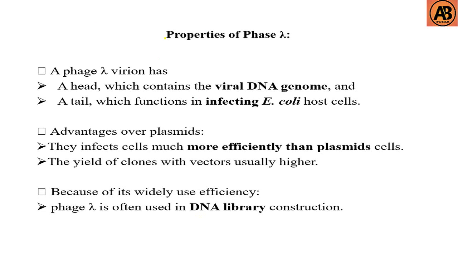Then what are the properties of phage lambda? The phage lambda virion has a head which contains the viral DNA genome, and a tail which functions in infecting the E. coli host cell. Then advantages over plasmids: they infect cells much more efficiently than plasmids. The yield of clones with these vectors is usually higher. Because of its efficiency, phage lambda is often used in DNA library construction.